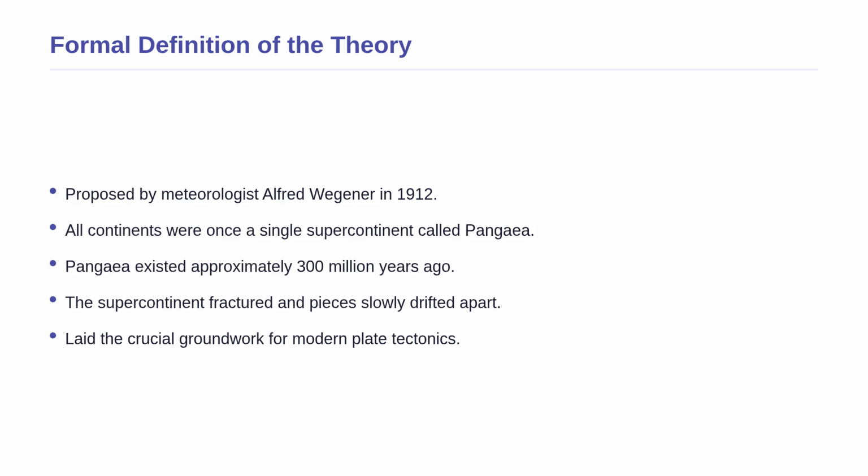Over millions of years, Pangaea fractured, and the resulting pieces slowly drifted apart to form the continents in their present-day locations. Although Wegener could not explain the exact mechanism driving this movement at the time, his groundbreaking theory laid the crucial foundation for the modern science of plate tectonics.